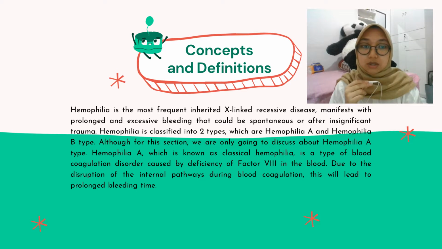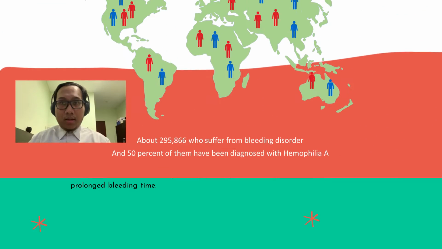Hemophilia A, which is known as classical hemophilia, is a type of blood coagulation disorder caused by a deficiency of factor VIII in the blood. Due to the disruption of the intrinsic pathway during blood coagulation, this will lead to prolonged bleeding time. That's all for me. Thank you.